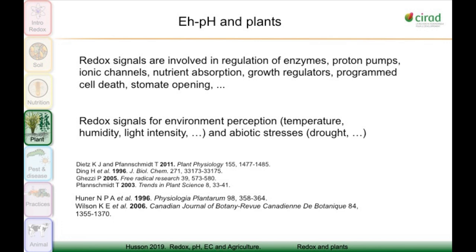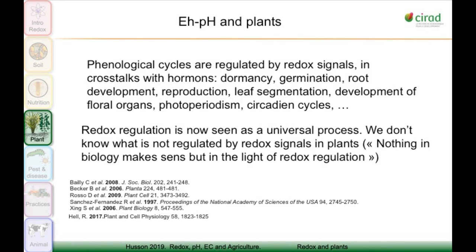The problem is that we went from everything is square, pH, to everything is round, EH. Okay, so it's a matter of EH plus pH. We need to see both. But globally, you see it regulates everything in the metabolism. It regulates the perception of the environment, the temperature, the light. It regulates all the phenological cycle. So just examples, but there are thousands of publications. And so it's what I was saying, nothing in biology makes sense. So it's a universal process. We don't know what is not regulated by this. But in fact, it's both of them, it's the interaction between the two.